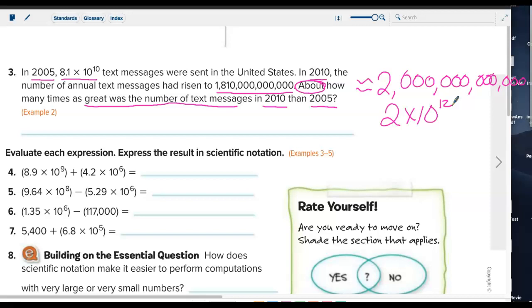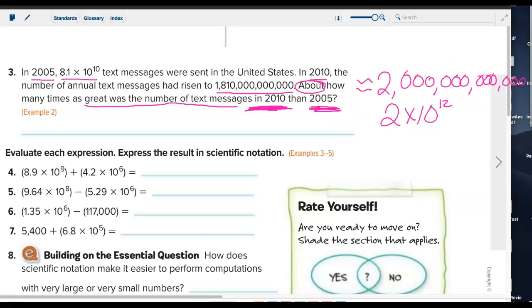Okay. I'm going to stop here and have you finish solving, but I want to reiterate the part where it says, as many times as great as the text messages in 2010 than 2005. What year comes first in the story problem? 2010. And the question? So which number should be your numerator? The one that represents 2010. Okay, I want you to finish solving on your own.